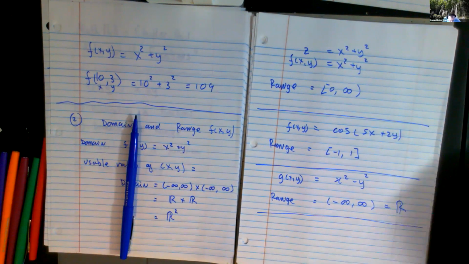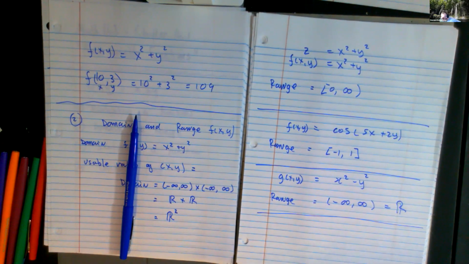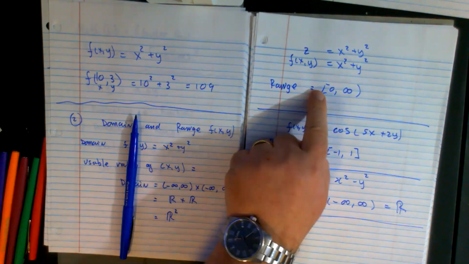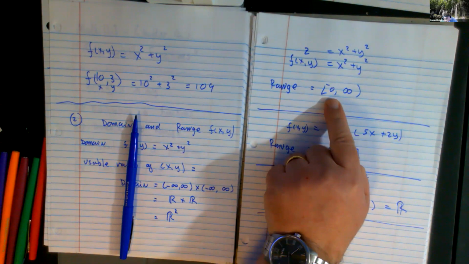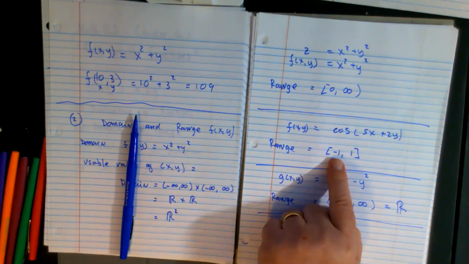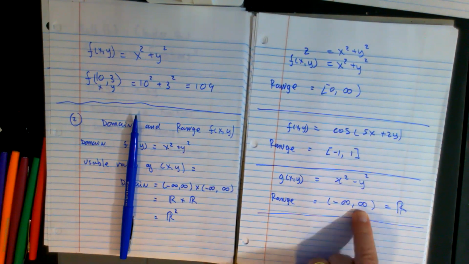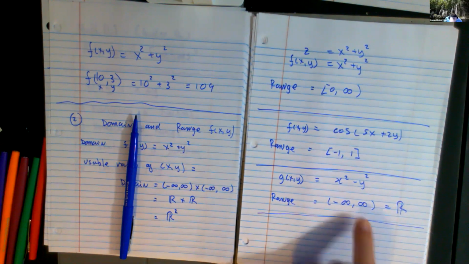Any questions about domains and range, or do you feel comfortable about how you go looking at them and what you do? So I'm a little confused why in our first example of x squared plus y squared, the range was from 0 to infinity, but our last one, the range from x squared minus y squared is all real numbers. Okay, so let's show you the difference here.